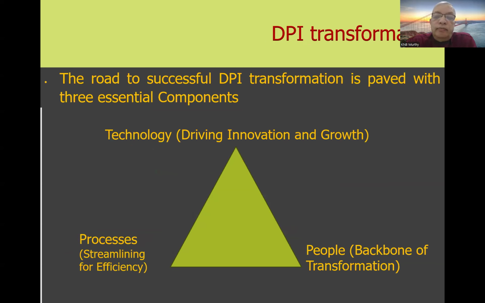DPI transformation. The road to DPI transformation has three essential components. The first one is the technology component, which will drive the innovation and growth. Second, processes. The processes are nothing but streamlining for efficiency. The third is the people, the backbone of transformation. Therefore, for any DPI transformation, technology, process, and people must work together to transform the DPI.